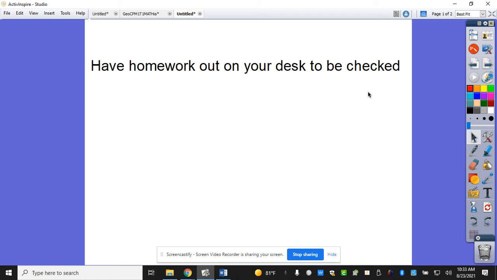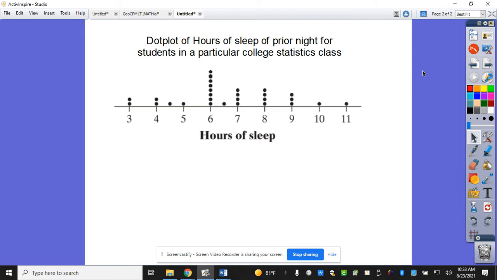Okay, so the very first problem says make a dot plot. I typed that title in really quick. I'm pretty sure I grabbed it from the right problem. This is the number of hours of sleep for the prior night for students in a particular college statistics class. Does that sound right? Yeah. Okay.